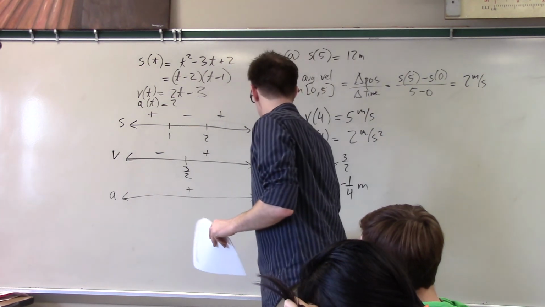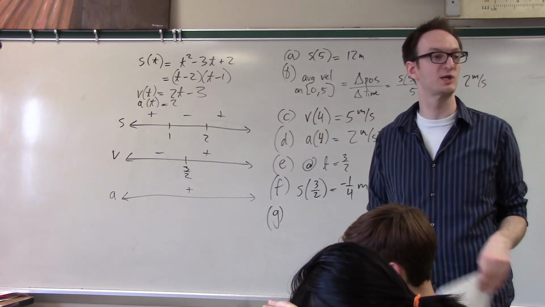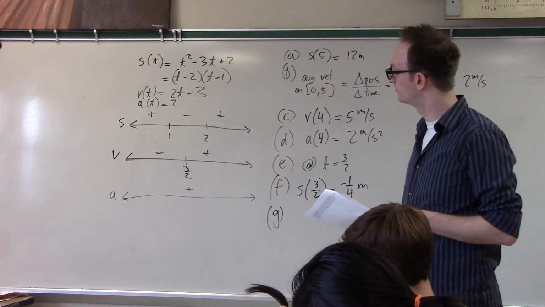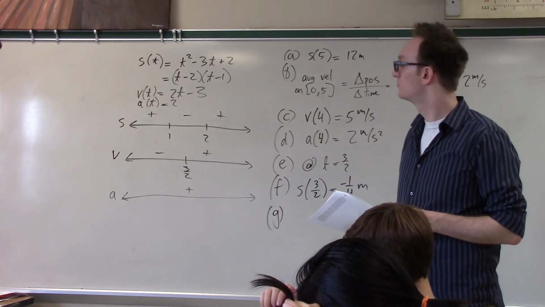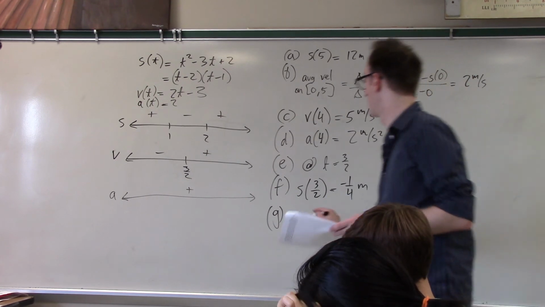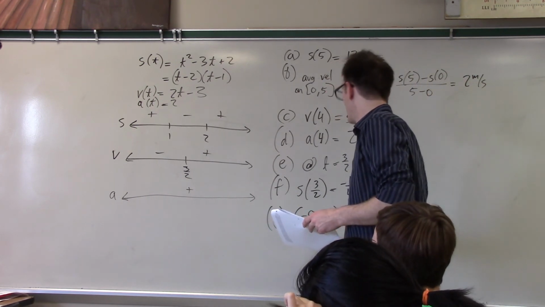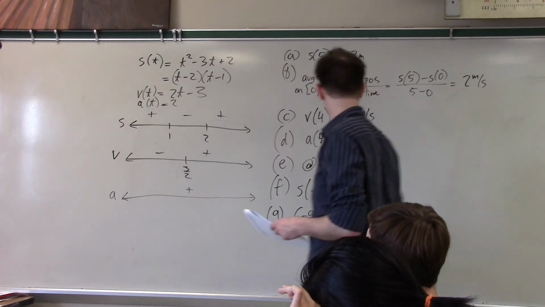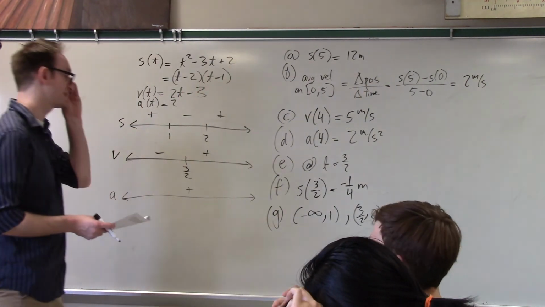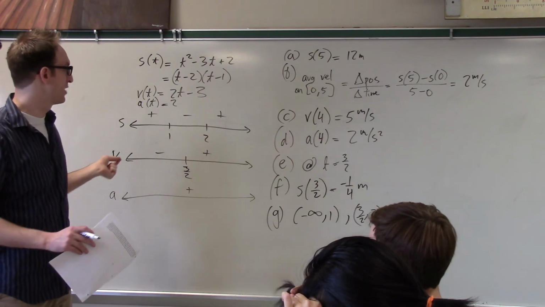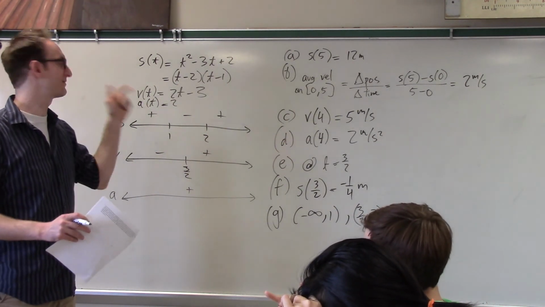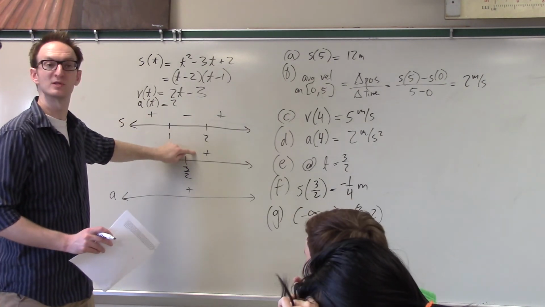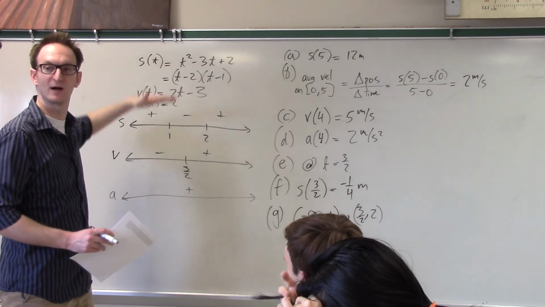Okay, when is the particle moving towards the origin? The particle is moving towards the origin from negative infinity to 1 and from 3/2 to 2. The way of thinking about that is, like we said, I'm moving towards the origin when I'm either on the right moving left or on the left moving right. Here I'm on the right moving left, and here I'm on the left moving right, which is why it's good to have the number lines on top of each other like that.